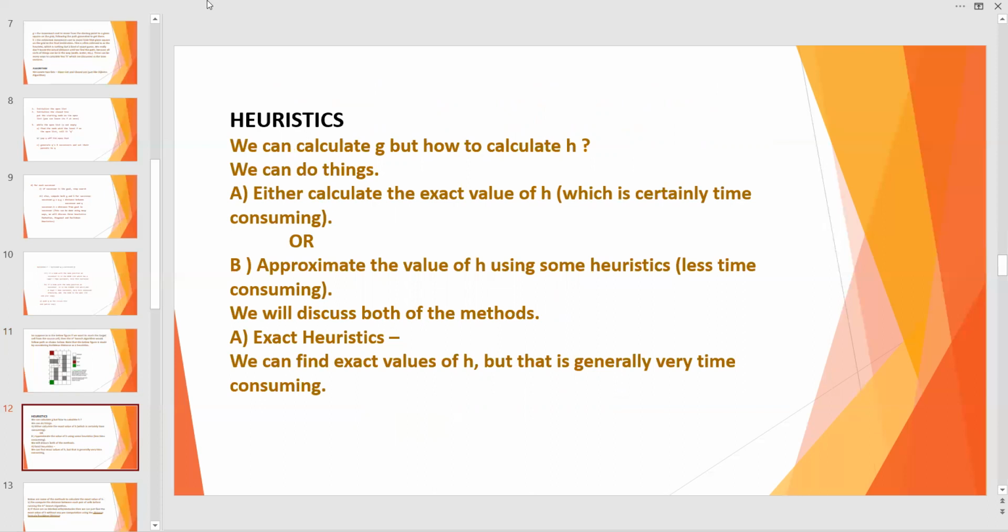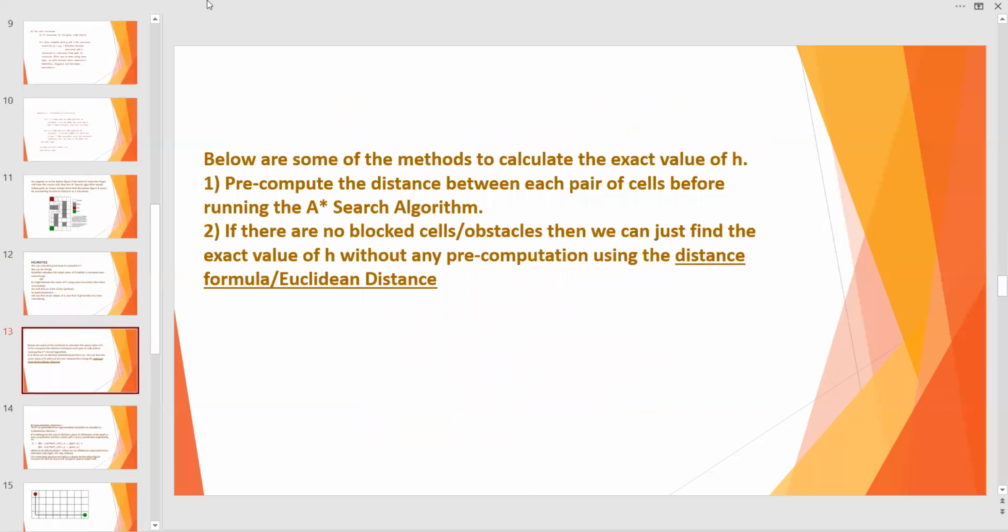Exact heuristic. We can find exact values of H, but that is generally very time consuming. Below are some of the methods to calculate the exact value of H. Pre-compute the distance between each pair of cells before running the search algorithm. If there are no blocker cells or obstacles, we can just find the exact value of H without any pre-computation using the distance formula, Euclidean distance.